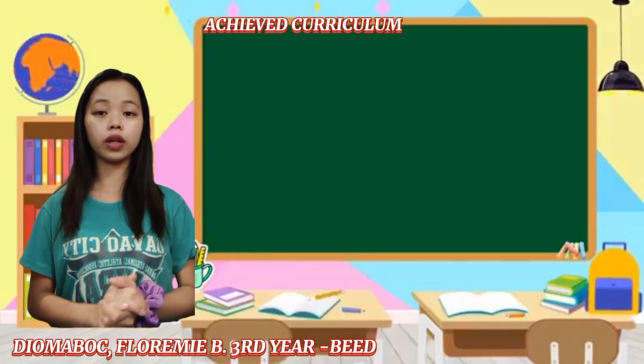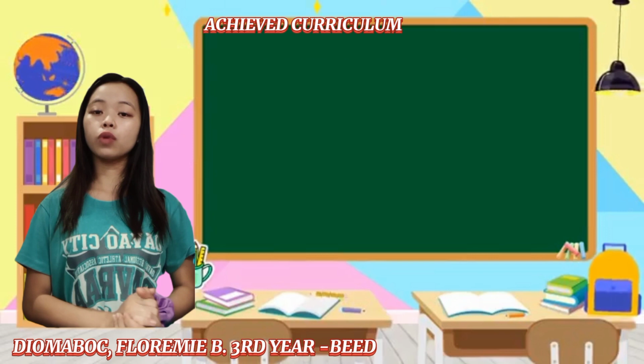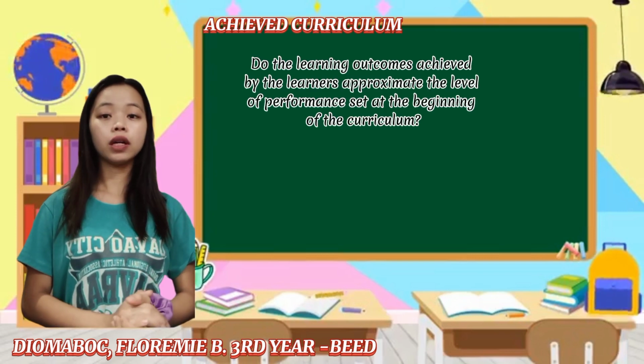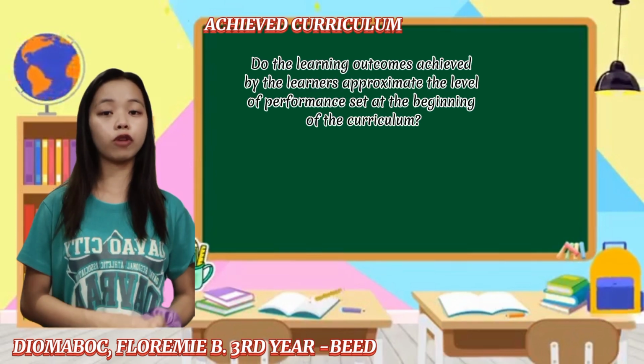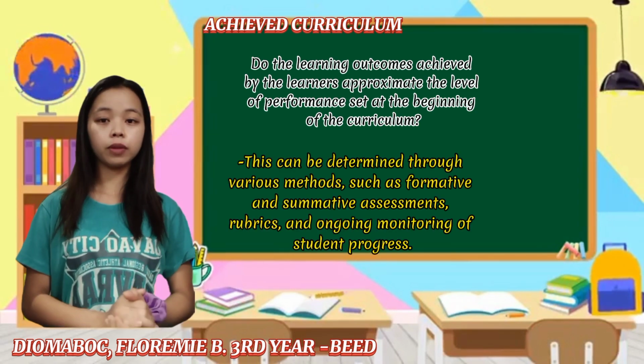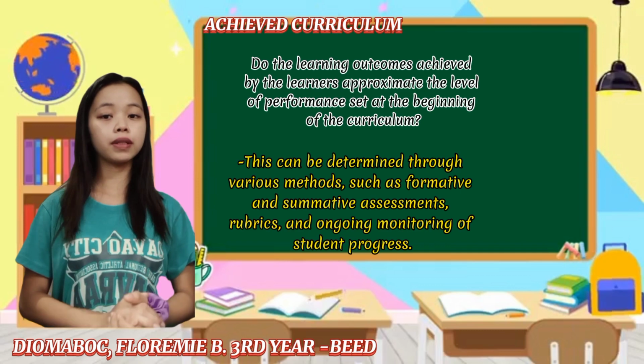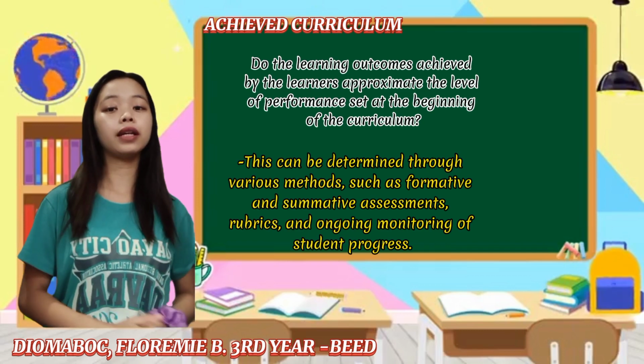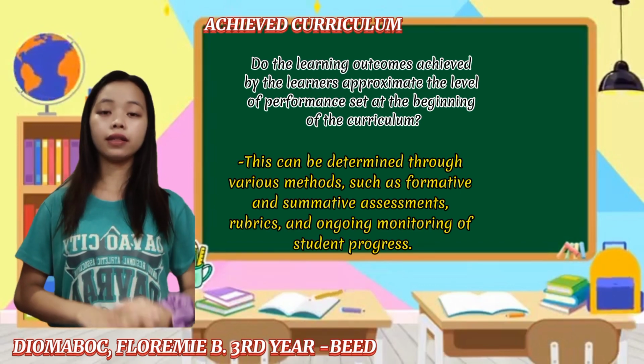So this is the continuation of the Achieve curriculum. The first question is, do the learning outcomes achieved by the learners approximate the level of performance set at the beginning of the curriculum? Whether the learning outcomes achieved by the learners approximate the level of performance set at the beginning of the curriculum typically involves curriculum evaluation and assessment.